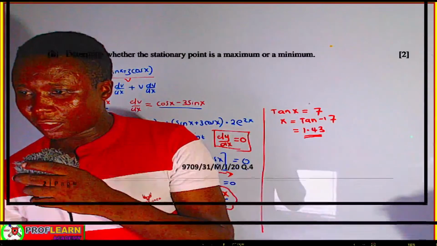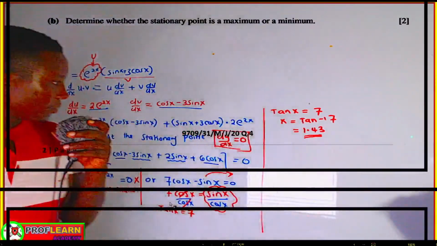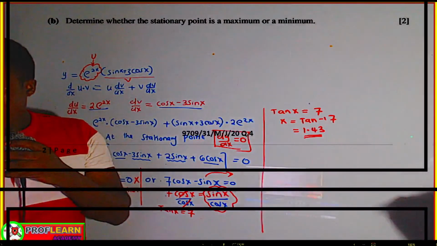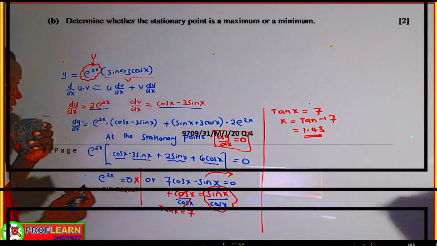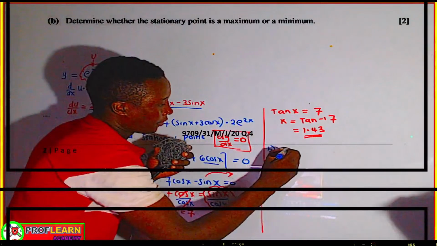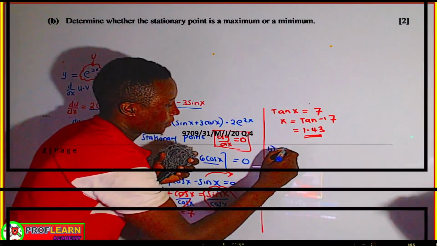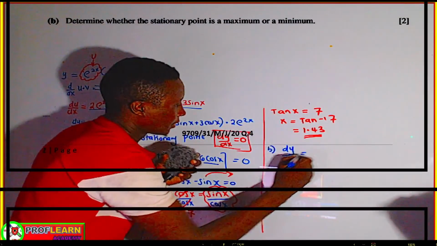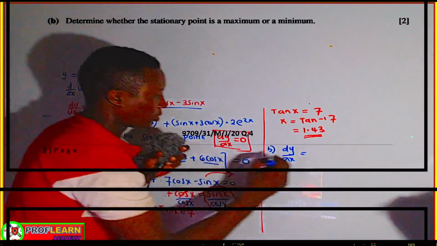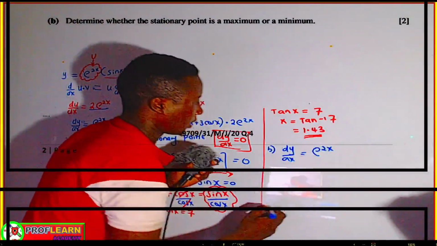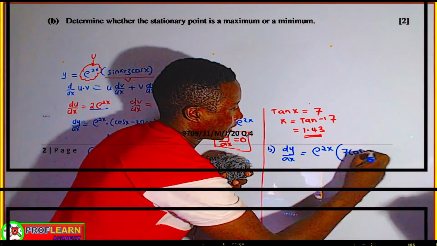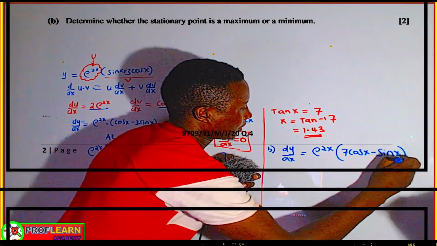Now, the next part of this question, what we are expected to do is to determine whether the stationary point is a maximum or a minimum. So in that kind of scenario, you need to understand that the stationary point is either a maximum or a minimum. Now for part B, since we have obtained that our dy dx is equal to e to 2x into bracket 7 cos x minus sin x.